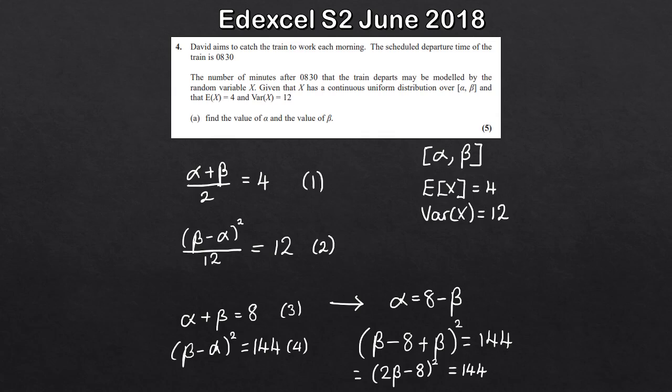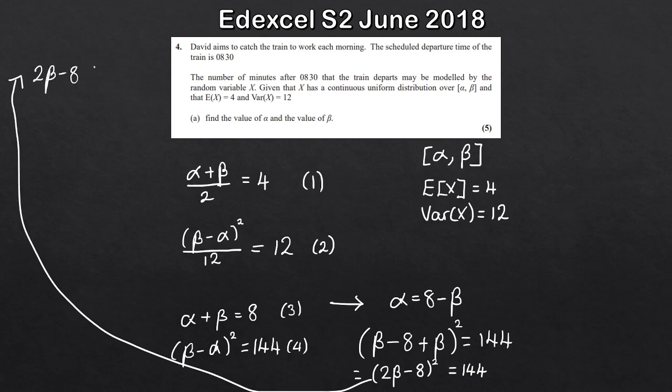And now I just want to start solving this. So two ways you can do it. You can expand that as 2 brackets and start trying to solve that way. The easier way would just be to square root both sides here. So if we square root both sides, I'd get 2 beta minus 8 is equal to plus or minus the square root of 144, which we know is just 12. Okay, so that's plus or minus 12.